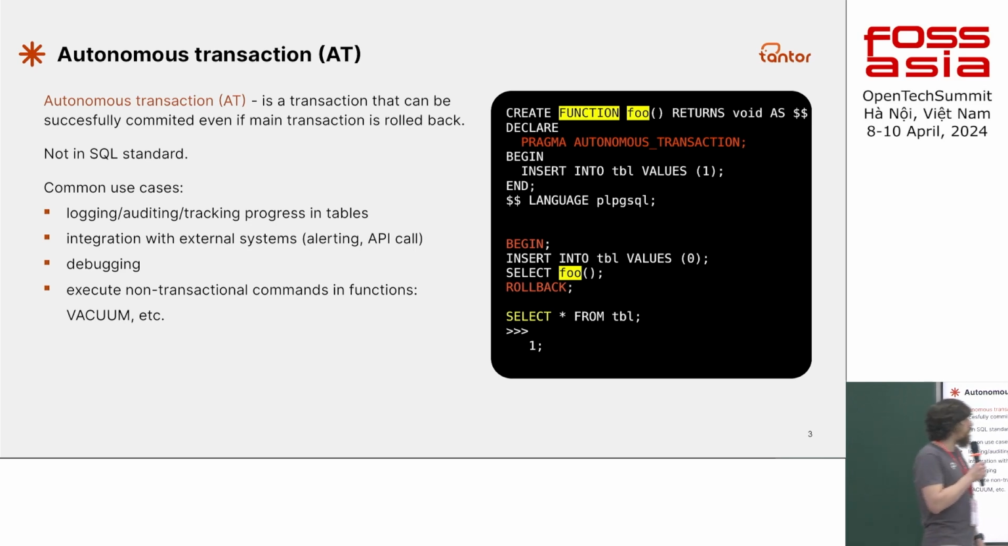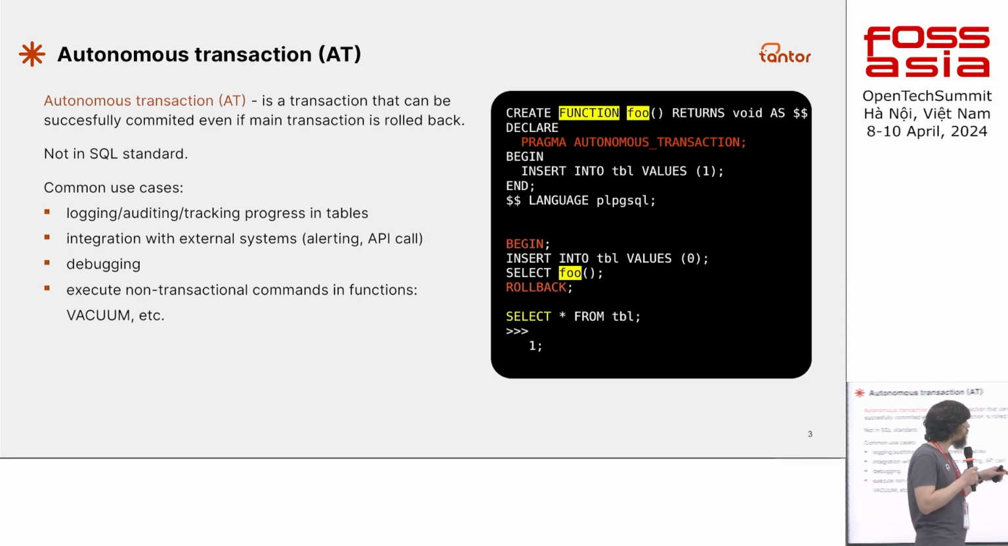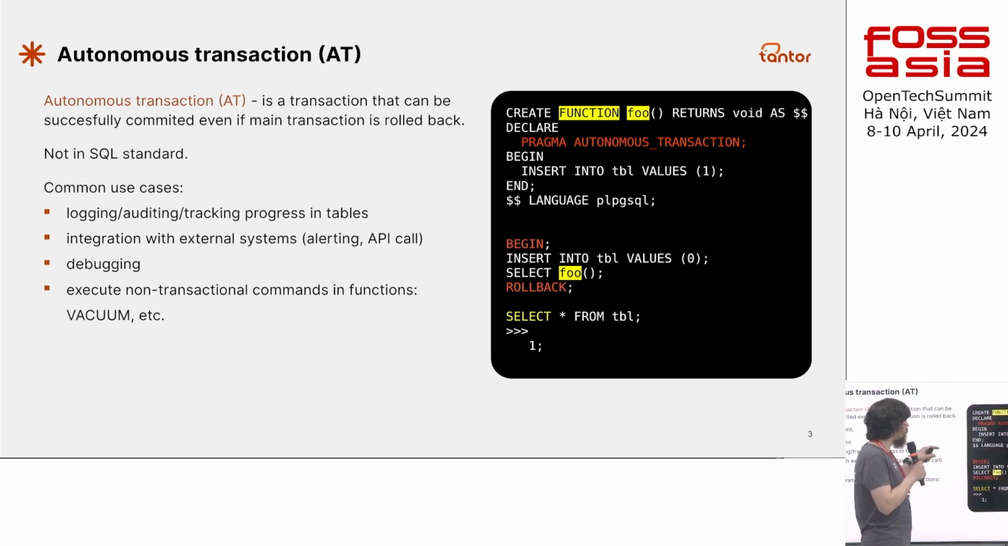In this example, the common use case is to declare a block of SQL statements with some attribute. Here, we declare the function with pragma autonomous transaction. That means that this function will be executed in a different session.